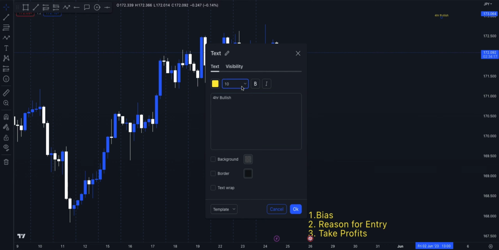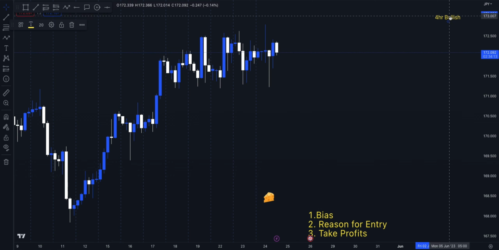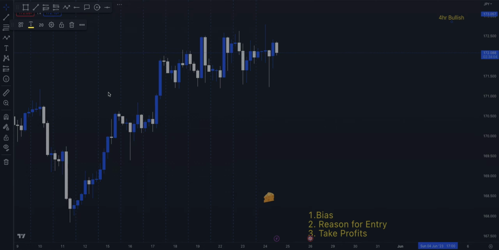Let me make that a little bit bigger, because you can barely see that. So my bias is 4-hour. My 4-hour is bullish, so my bias is bullish. Then when I go down to the lower time frames, I like to get my entries off the 1-minute time frame.